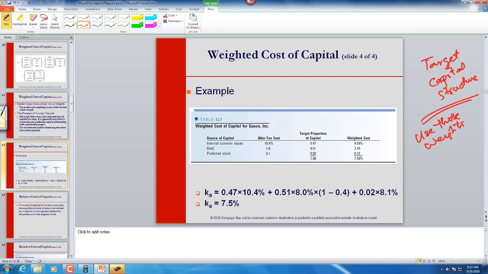Now, after tax cost, when they're talking about, only debt is being actually taken after tax here. Now, I want all of you to notice this. The proportion of debt is 51 and 8 multiplied by 1 minus 0.4. You see that? You don't see that in equity, or you don't see it in preferred. I think this is preferred. You don't see that in either place.